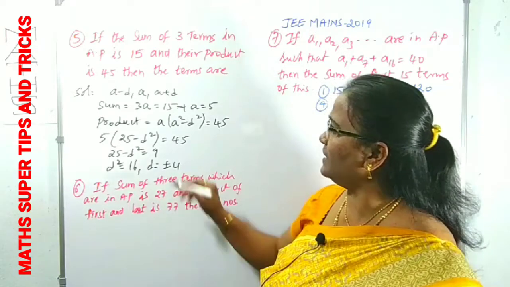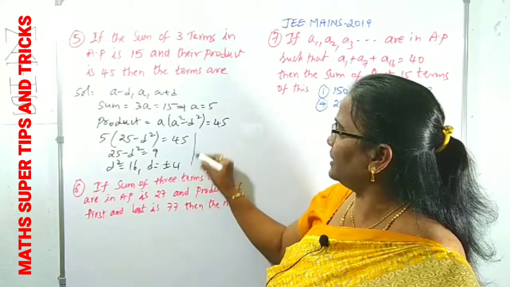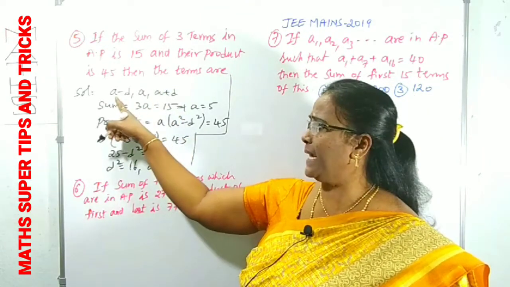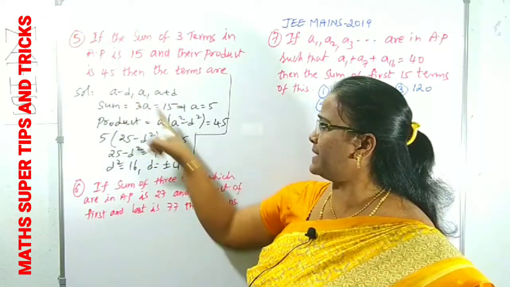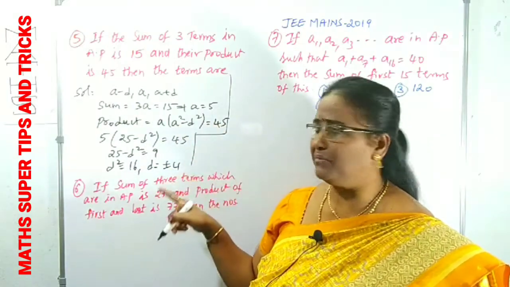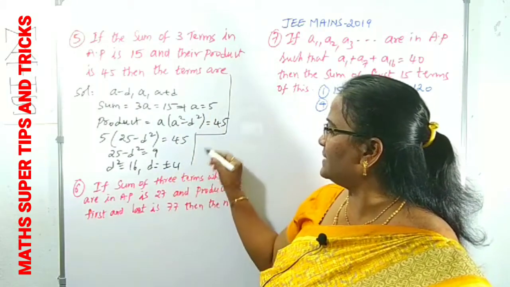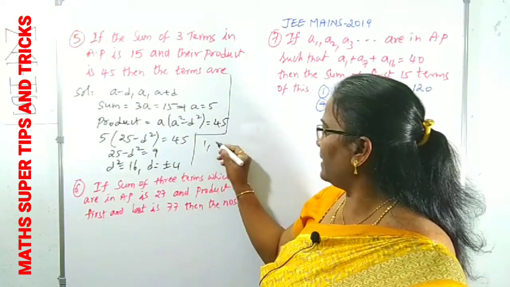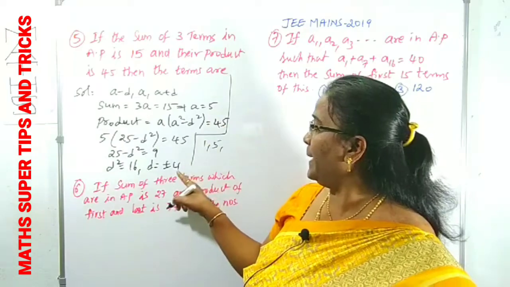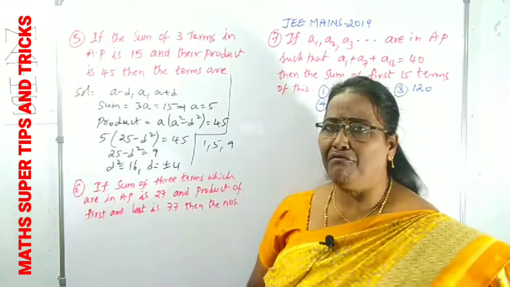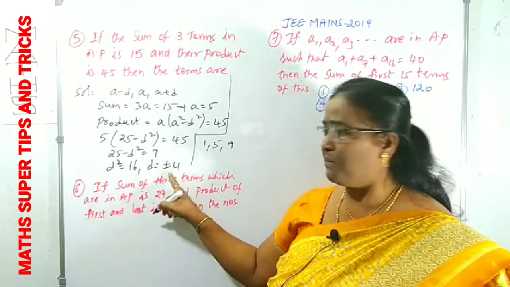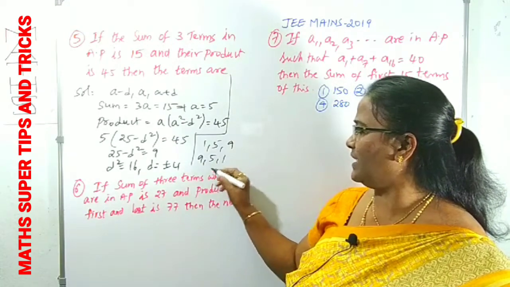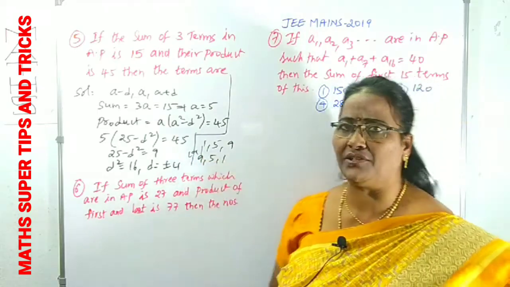What do we want? We want the numbers, we have to find those terms. How can you find them? You know, the 3 terms I assumed are a minus d, a, a plus d. a minus d is 5 minus 4, taking plus 4, which is 1. Next a is 5, and 5 plus 4 is 9. 1, 5, 9 we got. If we take the minus 4, it will be in reverse order, 9, 5, 1. Either this series or that series we have to collect.